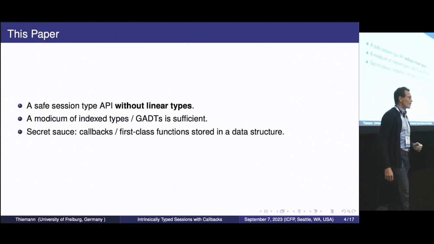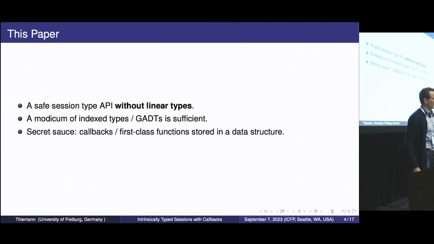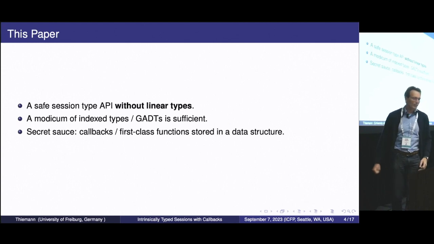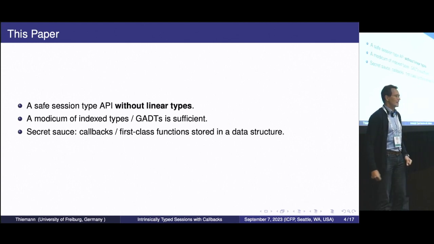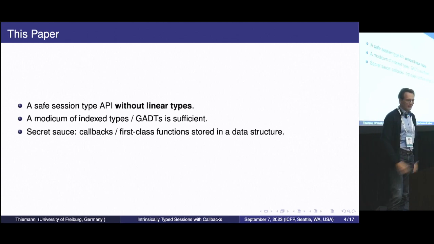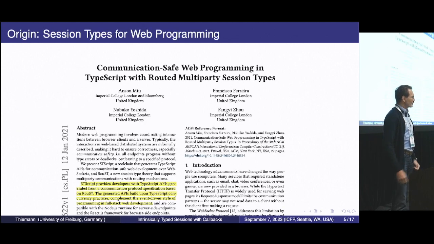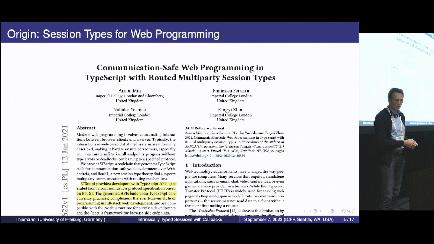And the secret sauce to do that is something that any functional programmer should know and love, namely callbacks. First-class functions, the heart of functional programming, and you store them in a data structure. So exactly like the first ideas of functional programming. Right. So how do we get there? Well, we steal, as usual. Some very clever guys here: Mew, Ferreira, Yoshida, and Zhu.